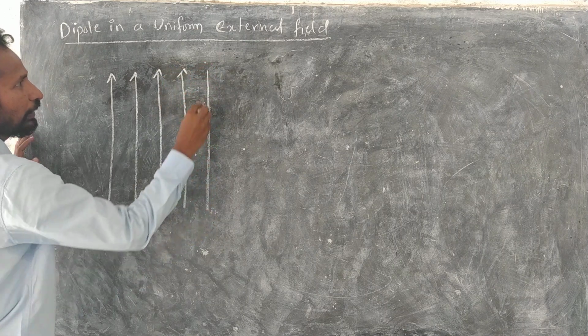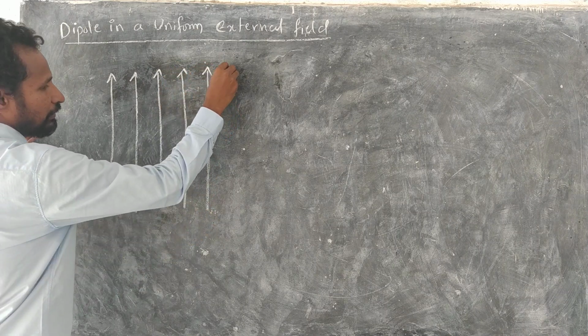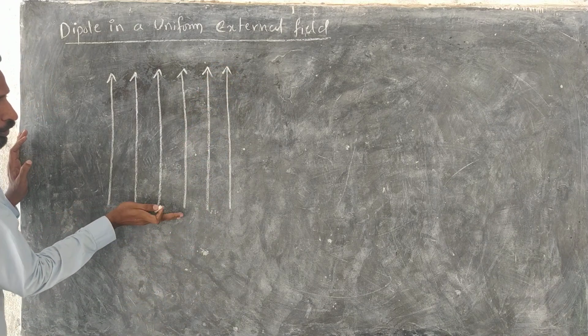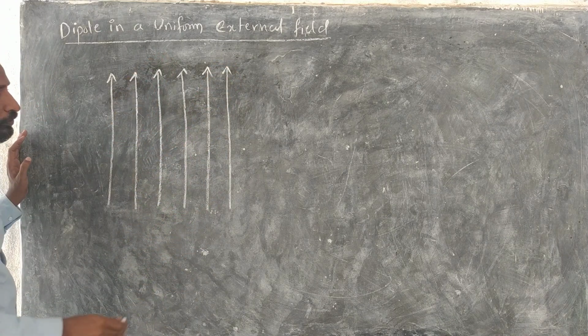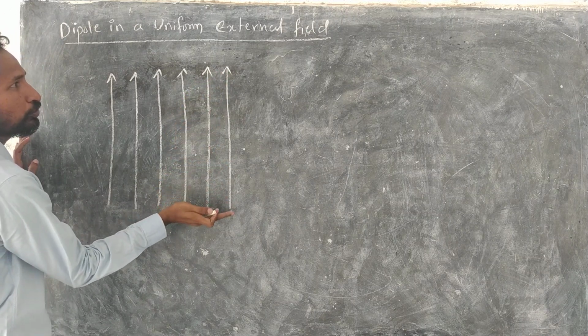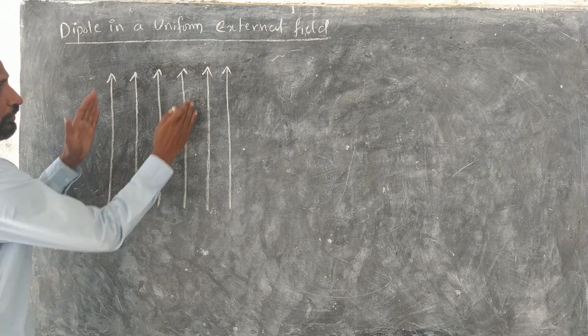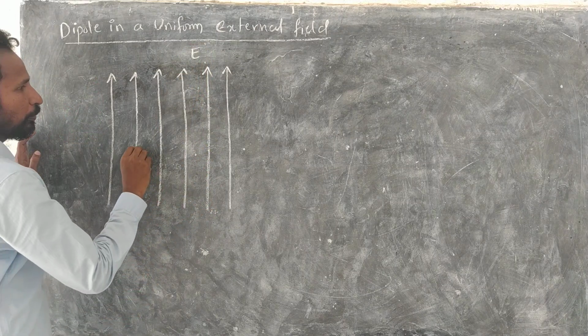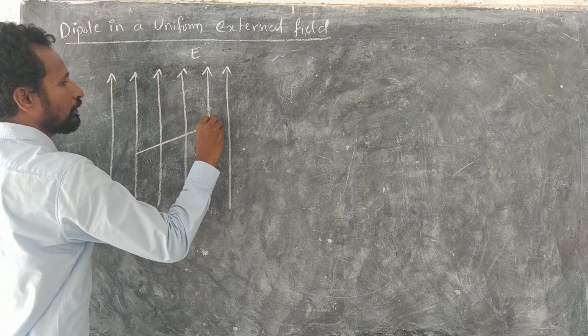It means in this region, the electric field is acting like this. Clear? This electric field is directed from positive to negative. The arrow indicates this is acting from positive to negative. So in this region we have a uniform electric field E. Now in this field I am placing a dipole like this.